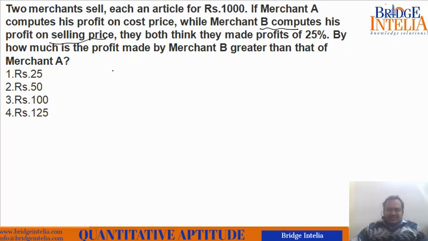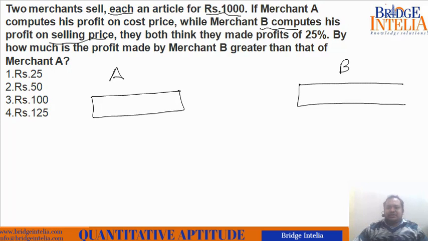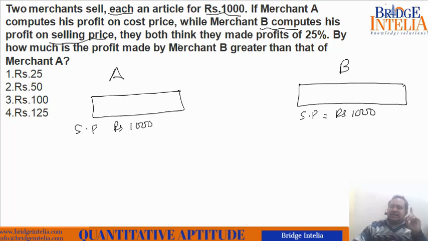Two merchants A and B both have received 1000 rupees from the customer, because it is written here, each sells an article for rupees 1000. So both have received 1000 rupees from the customer. This is fixed for both of them. Now look at their thinking. A is doing the right thing. A is doing his calculations correctly and he thinks he has made a profit of 25%.